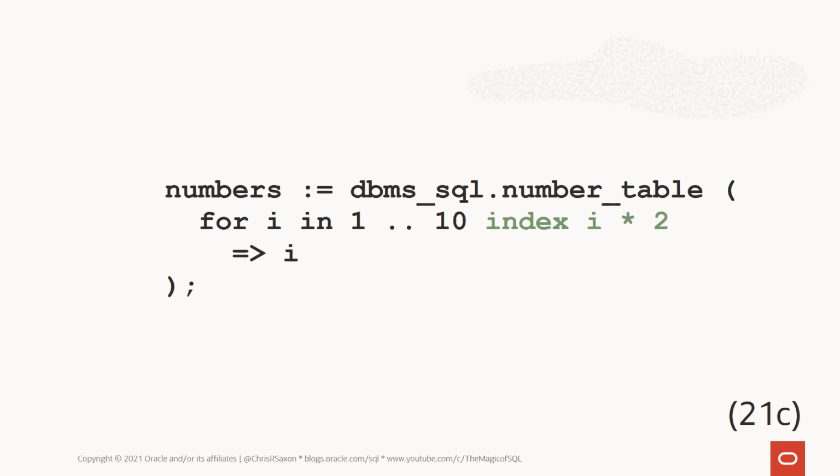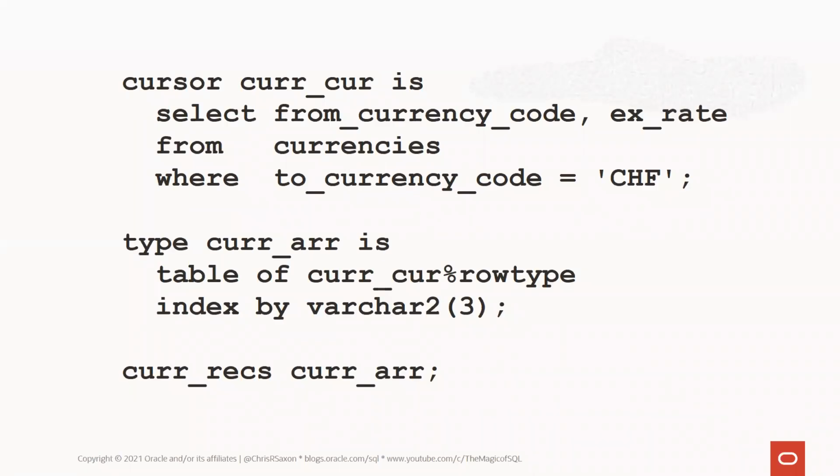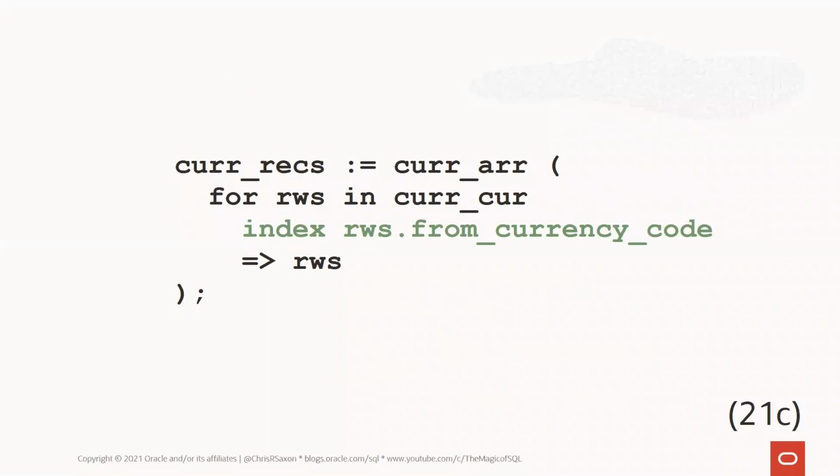Well, not only can we use a traditional for loop, you can also use a cursor for loop here and use columns from that as the index. So we can declare our cursor, declare a row type based on it, and so on and so forth, and then initialize the whole thing with this. So nice little simplification feature, makes it easier to do these kind of initializations.